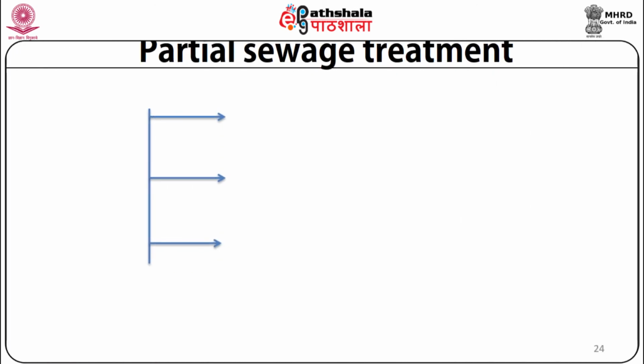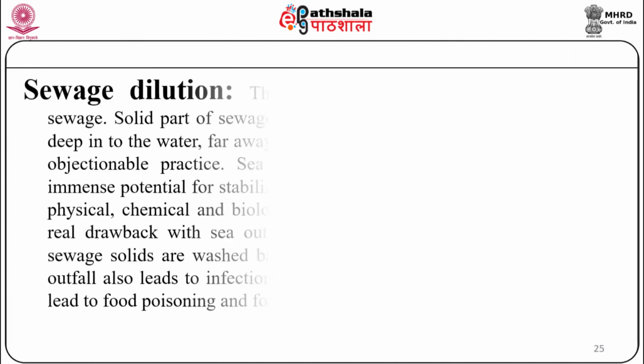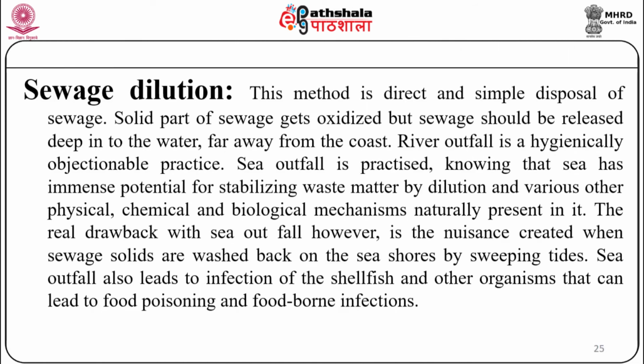So once complete treatment takes place, then there are partial sewage treatment procedures. It could be sewage dilution, oxidation ponds, and sewage farming. Now, sewage dilution: this method is direct and simple disposal of sewage. The solid part of the sewage gets oxidized, but the sewage should be released deep into the water, far away from the coast. River outfall is a hygienically objectionable practice.